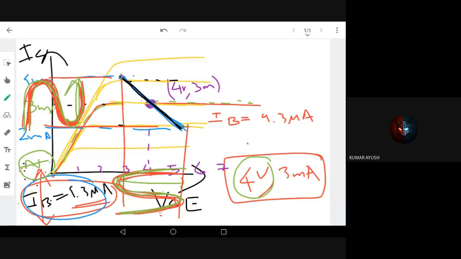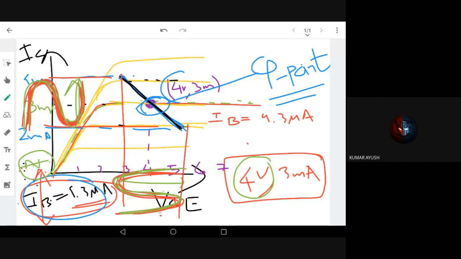Now this point which you derived is very important. This is called the Q point, the quiescent point. The point at which the transistor is fixed. DC biasing of the transistor is fixed at the Q point. Here the Q point is 4 volt, 3 milliampere. VCE is 4 volt, IC is 3 milliampere. So this is my Q point, the quiescent point, right?